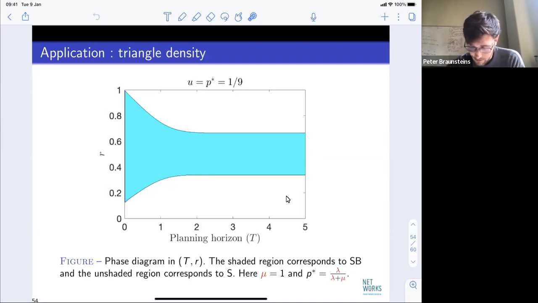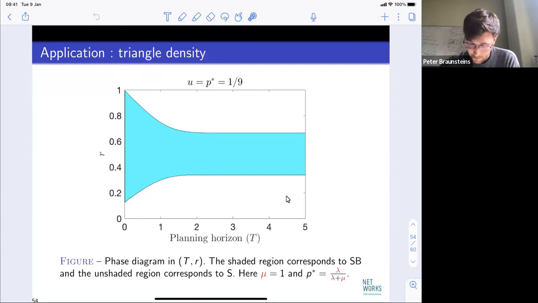The other thing we can do is look at taking the planning horizon to be very large. In this case, we just get back to the Erdős-Rényi random graph case, because when time is large, the graph has forgotten about its initial value, and we just have a standard Erdős-Rényi random graph.